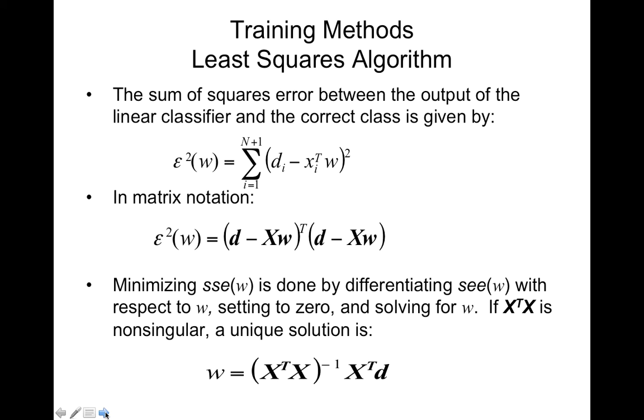Okay, so how do we actually do our training? The training is done using the least squares algorithm. In other words, we're taking the sum of squares error between the output of the linear classifier and the correct class. So our correct class minus the output of our classifier, squared, gives us the squared error. Then we sum it up and we get the sum of squared error. Now what we want is for that to be minimized.